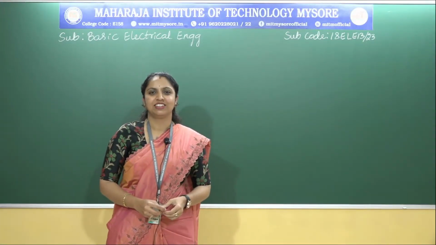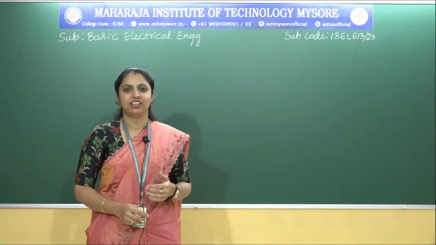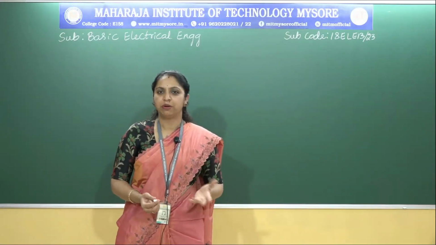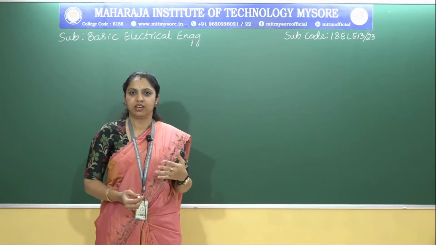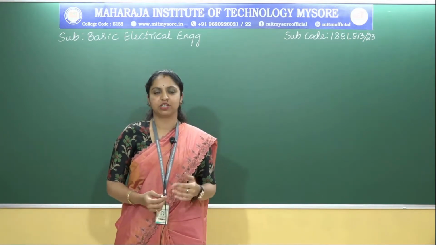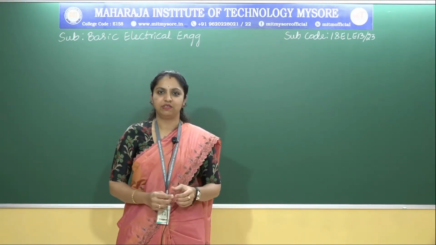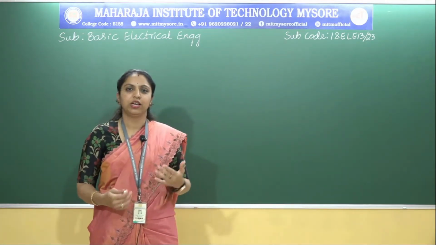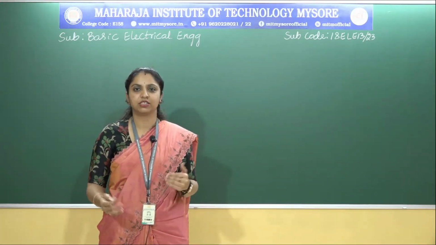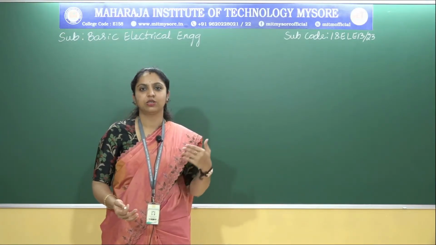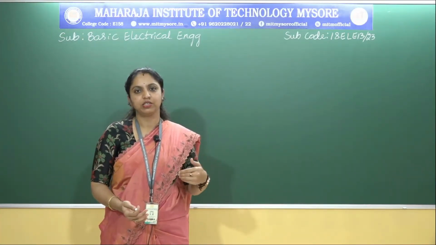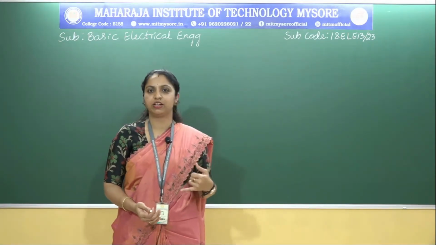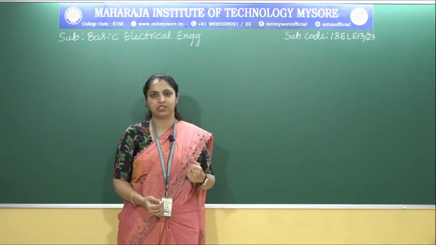Hi everyone. In the previous session I discussed the concepts of AC through a pure resistance circuit, AC through a pure capacitive circuit, and AC through a pure inductive circuit. Before we move on to the AC through RL circuit, RC circuit, and RLC circuit, let me just revise the phasor diagram of the pure resistive circuit, pure inductive circuit, and pure capacitive circuit.